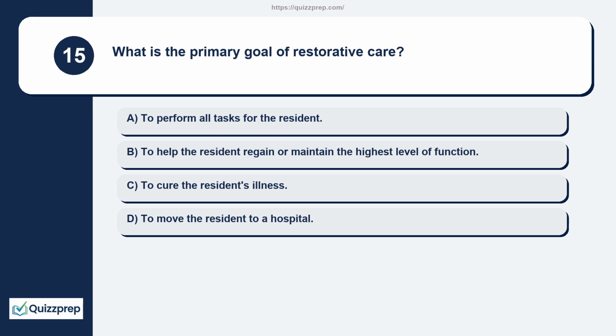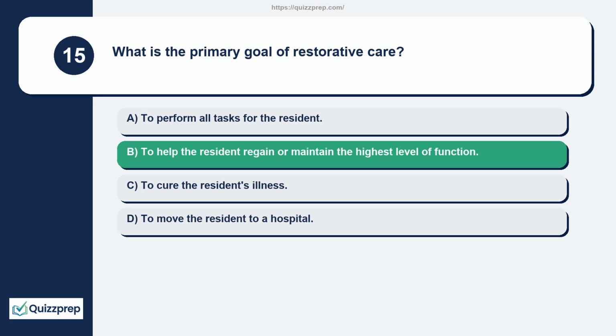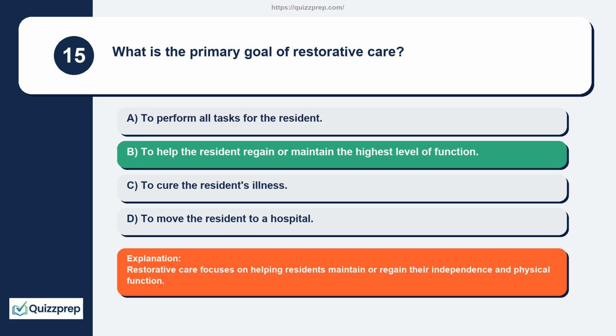Question 15. What is the primary goal of restorative care? To perform all tasks for the resident, to help the resident regain or maintain the highest level of function, to cure the resident's illness, to move the resident to a hospital. Restorative care focuses on helping residents maintain or regain their independence and physical function.